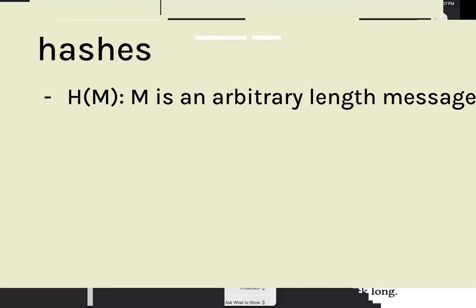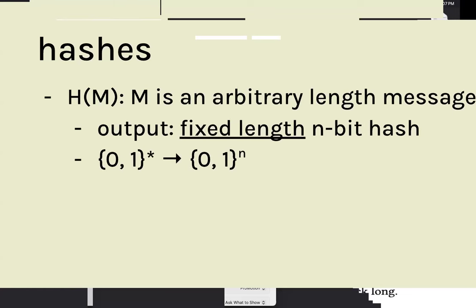So the first thing we'll cover is hashes. And what is a hash? It's essentially if we have a message of arbitrary length, a hash of that message is a fixed length n-bit hash, where we can have some arbitrary length message, and we will know exactly how long the hash is.